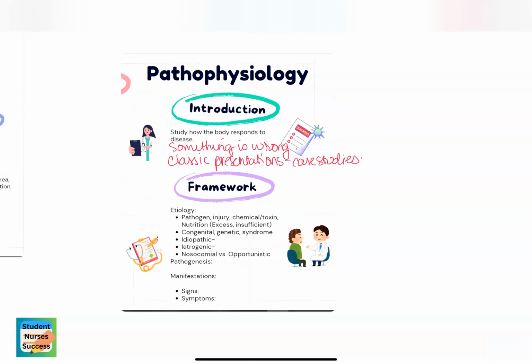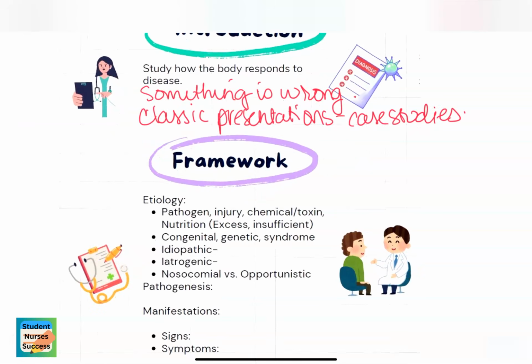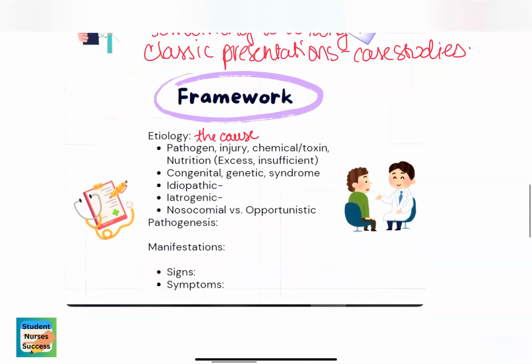Now, there's a typical framework that we use in this course to help us organize what we know about different diseases. This framework will include the etiology, or the cause of the disease or condition. It'll include pathogenesis, which is what is actually going on in the body or what is going wrong. And manifestations, which is how you know you have the disease.